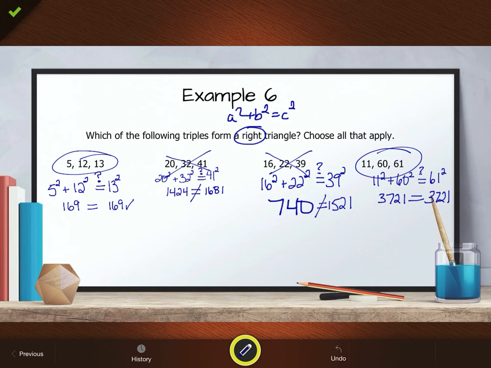So, short, sweet, you've done it before. Pythagorean theorem, a squared plus b squared equals c squared. Leg squared plus leg squared equals hypotenuse squared. That's all there is to it.